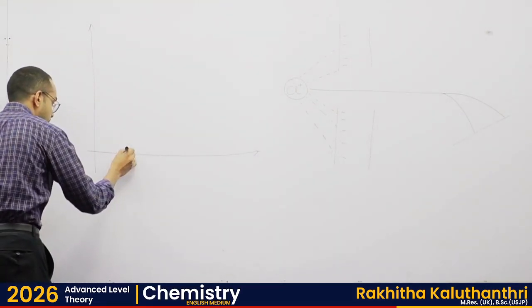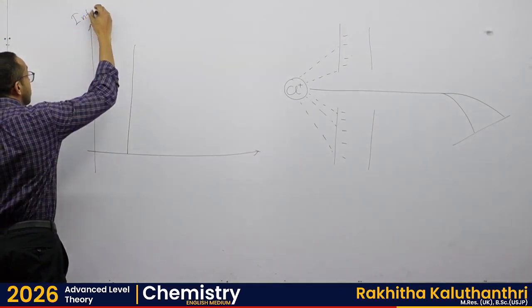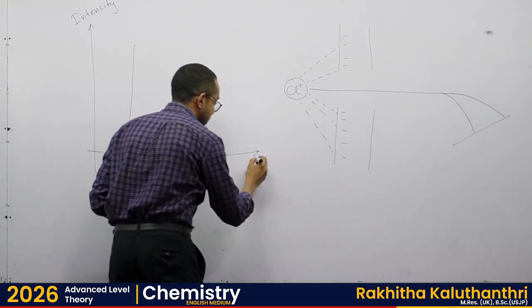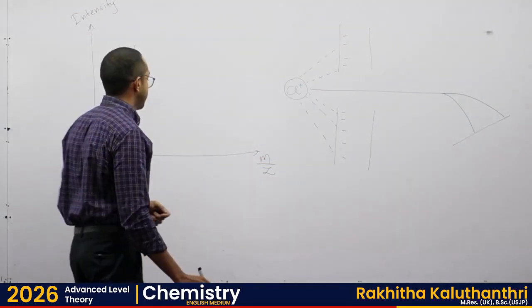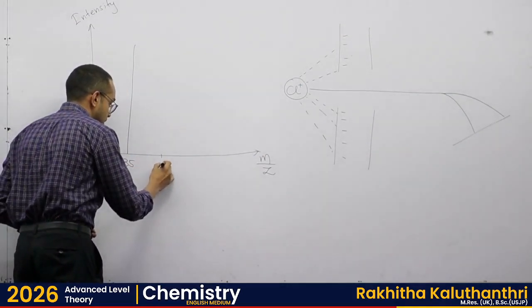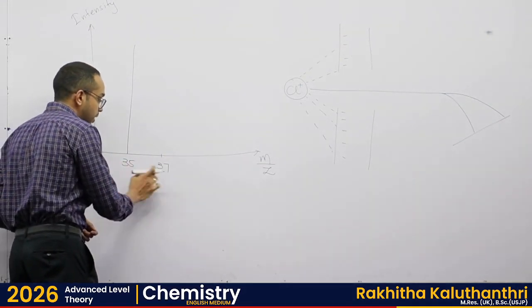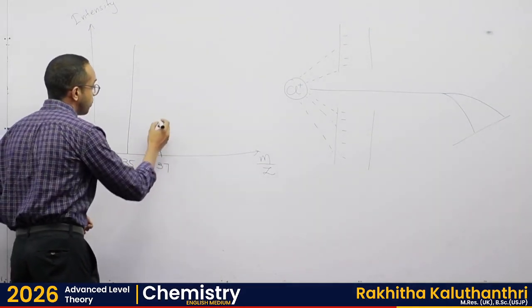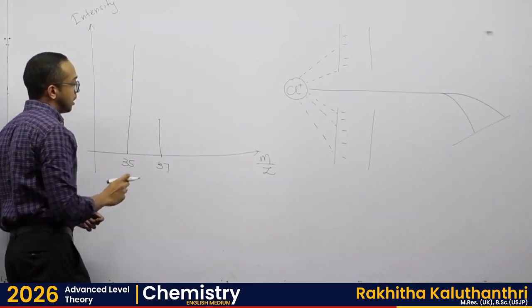So for chlorine, now we'll first of all name the axes: intensity here, mass over charge, right? This is 35, this is 37. So for chlorine, there are going to be only 2 peaks produced, and these 2 peaks are going to be like this.